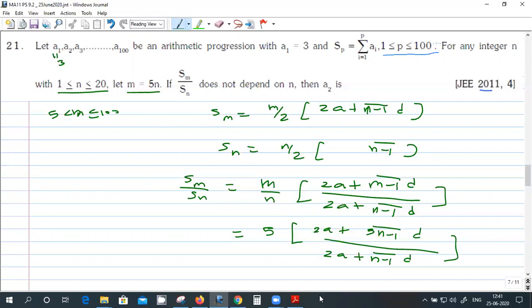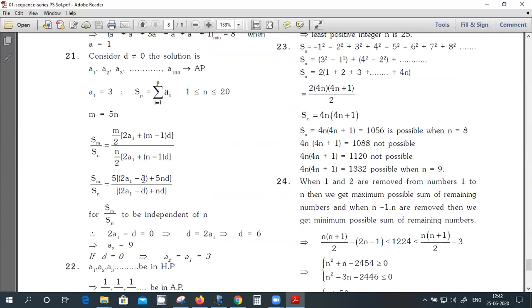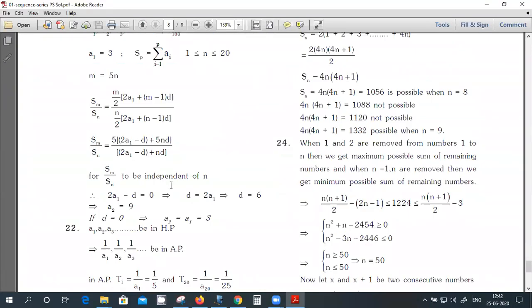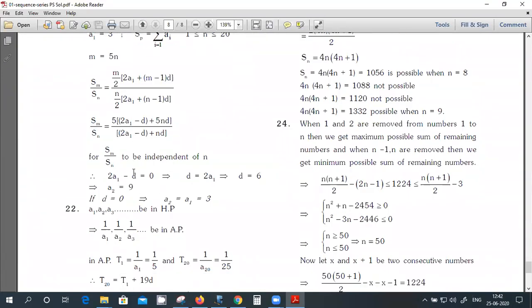So if this thing is independent of n, then, this is clear, this is simple. Here, m by n is 5. This is also fine. And then 2a1 minus d. Now 2a minus d is equal to 0. Then only n and n will cancel.